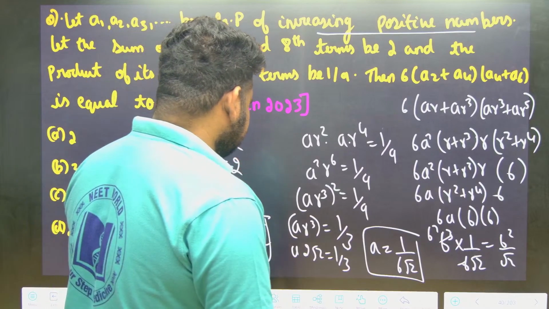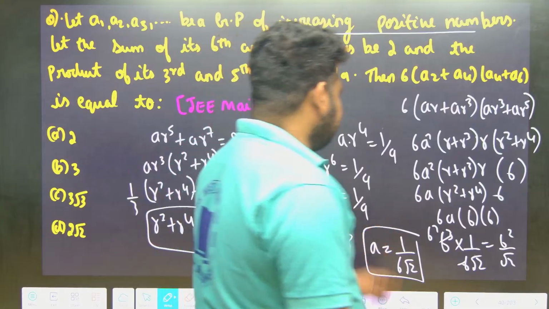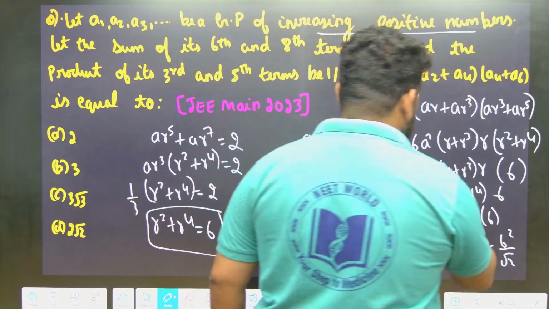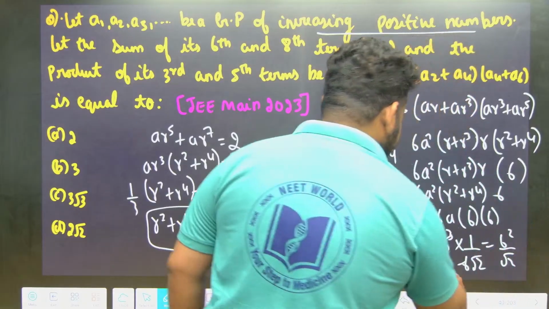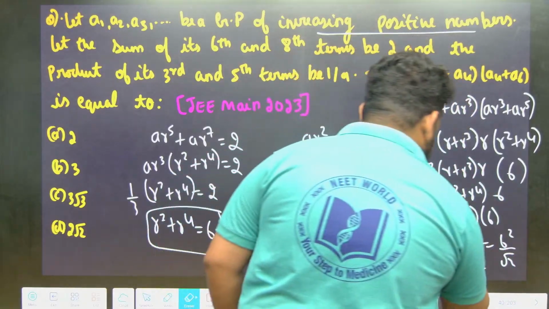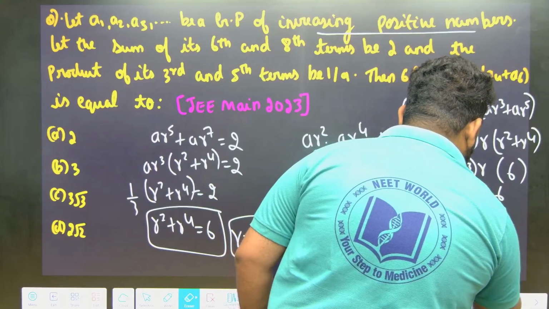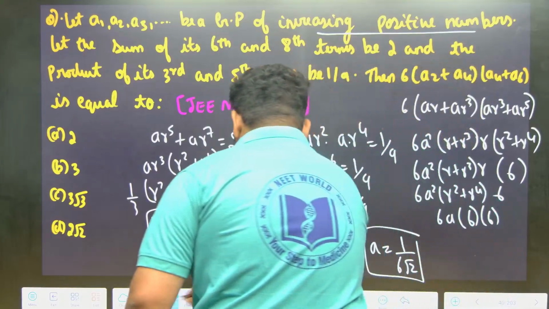R cube we will take it as 1 by 3. Now we will keep a as it is. So here a square is there, so this will become 36. Correct, what we have taken is correct. So here we messed up, that is, this will be 6a square.